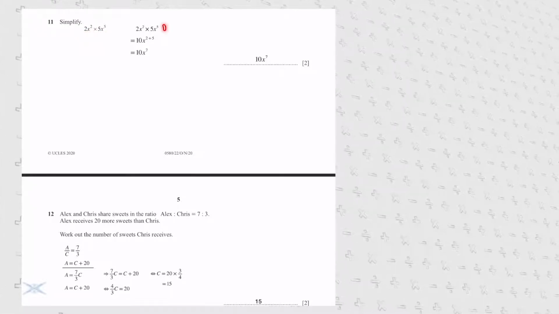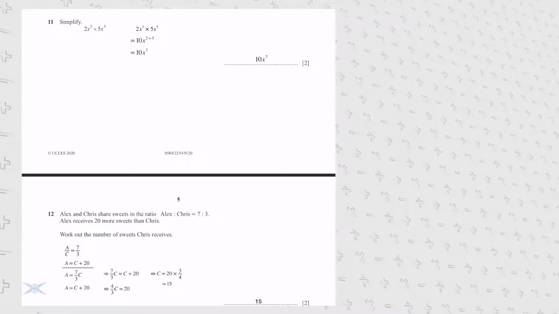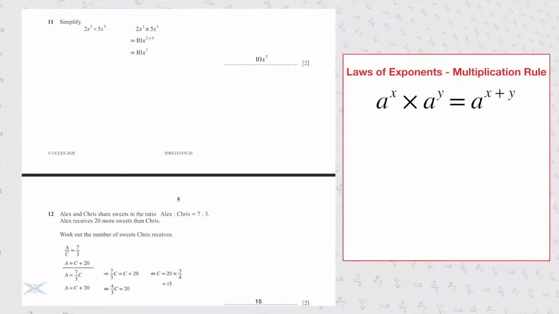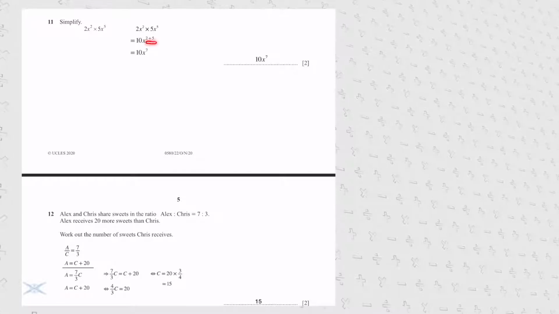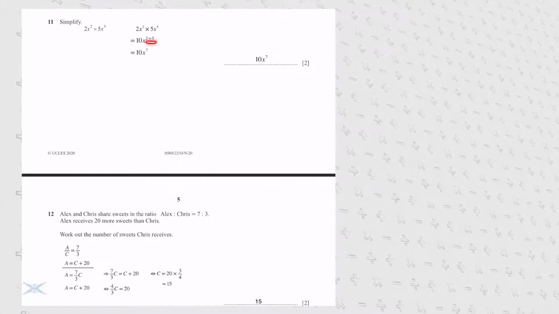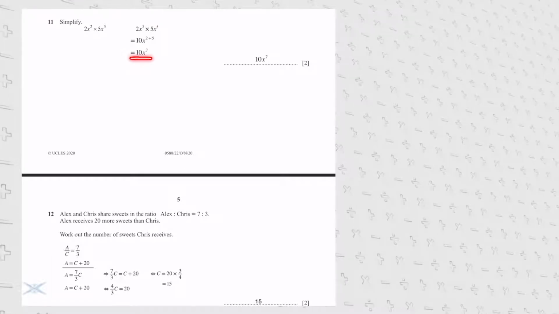In exercise 11, we need to simplify the expression 2x² multiplied by 5x to the power of 5. In order to simplify that expression, we can use laws of exponents, which you can find to the right-hand side of the screen. 2 multiplied by 5 equals 10, and according to the laws of exponents provided, in order to determine the power of x, we simply need to add up the powers of 2 and 5, which leads us to the result of 10x to the power of 7.